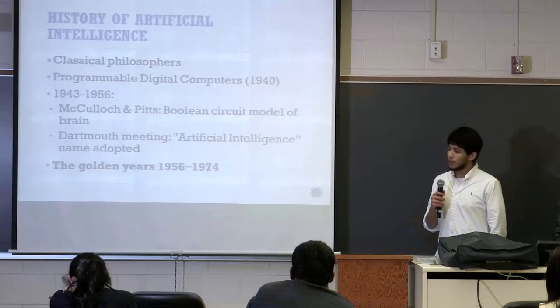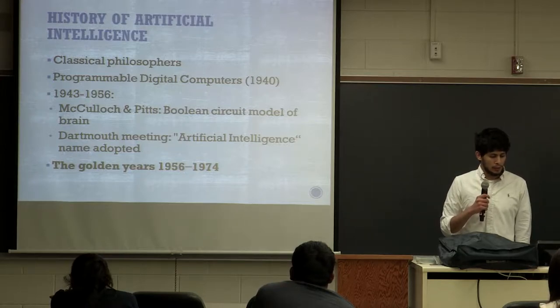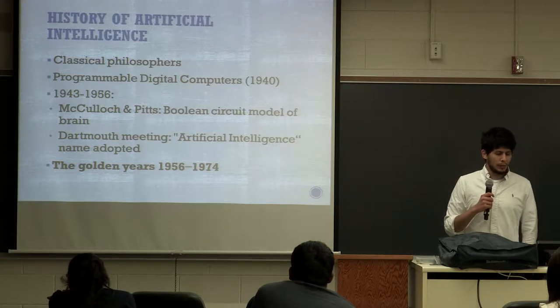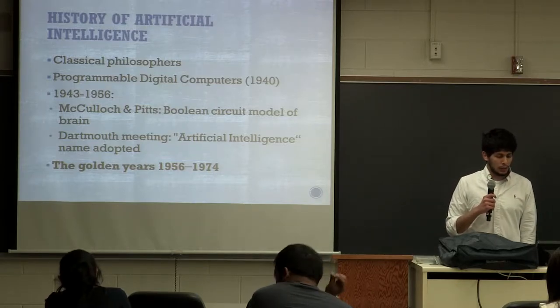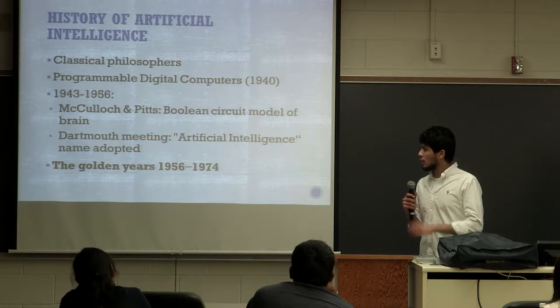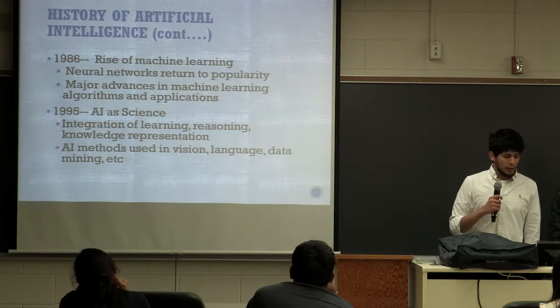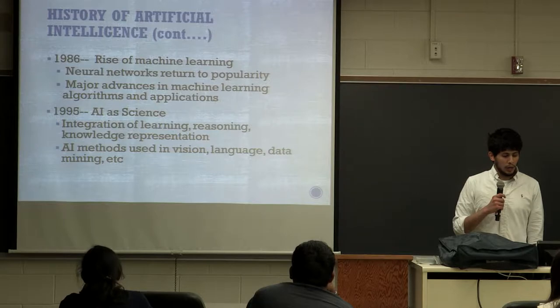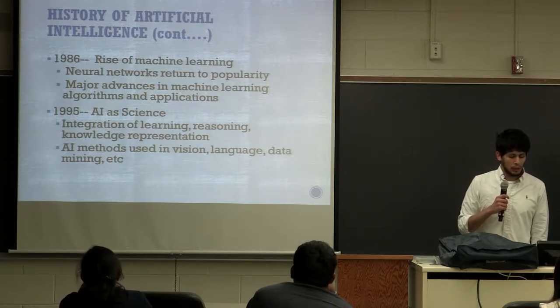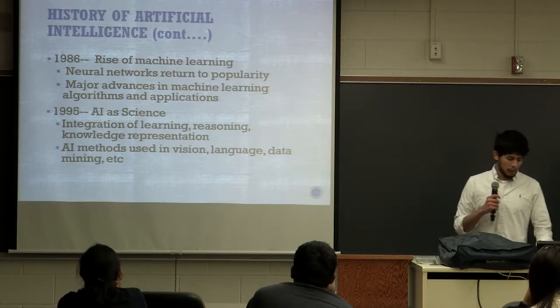Basically, I'll talk about the history of artificial intelligence. It starts from the 1940s, and from 1943 to 1956, McCulloch and Pitts started to investigate artificial intelligence, and at the Dartmouth meeting the name artificial intelligence was adopted. Then the golden years, when people started focusing on it, were from 1956 to 1974. In 1986, machine learning rose, neural networks returned in popularity, with major advances in machine learning and applications. In 1995, artificial intelligence became a science, with integration of learning, reasoning and knowledge representation, and AI methods used in vision, language, data, and meaning, etc.